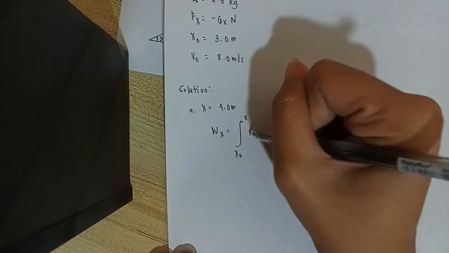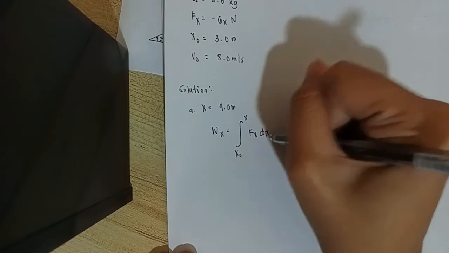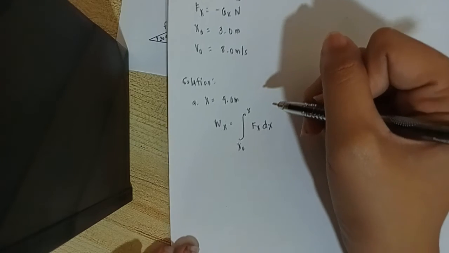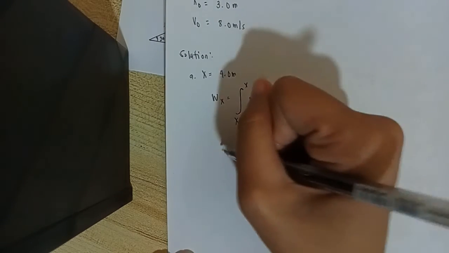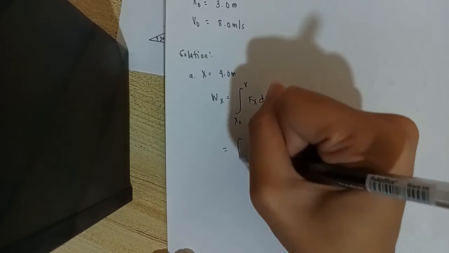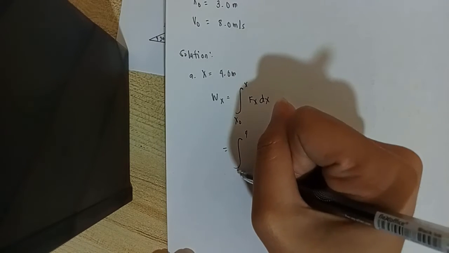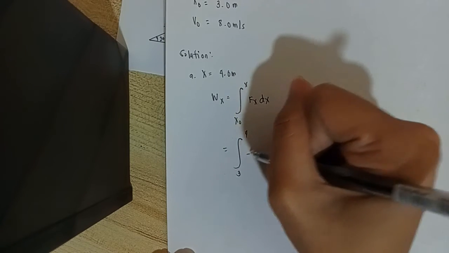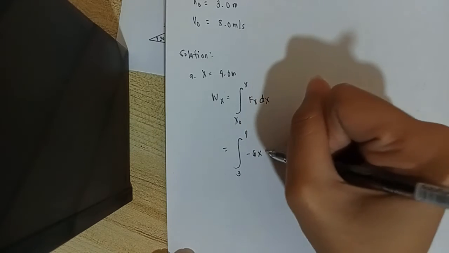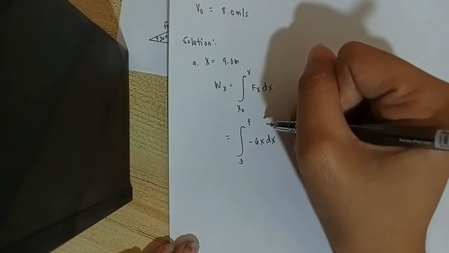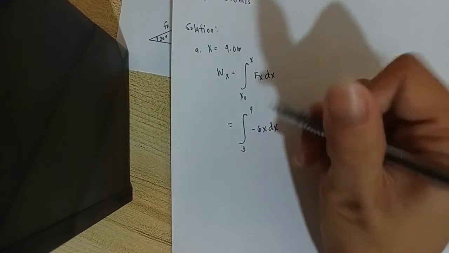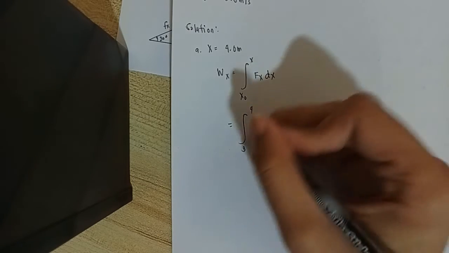So work is equal to the integral with limit. So we will use that formula. We'll do substitution now. Our x is 4. Our x sub 0 is 3. Our F sub x is negative 6x dx.